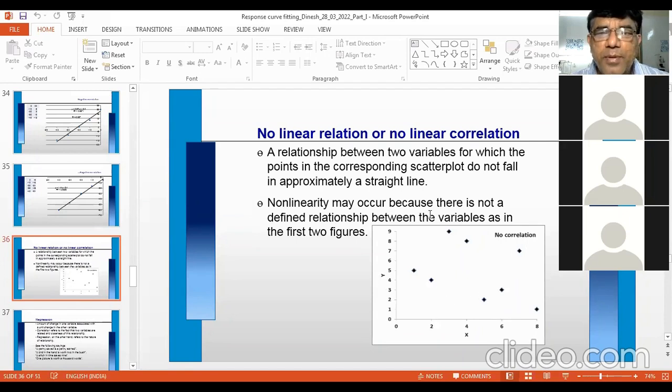Non-linearity may occur because there is not a defined relationship between the variables, as in the first two figures. But in this figure, there is no kind of relationship. Therefore, there is no correlation.